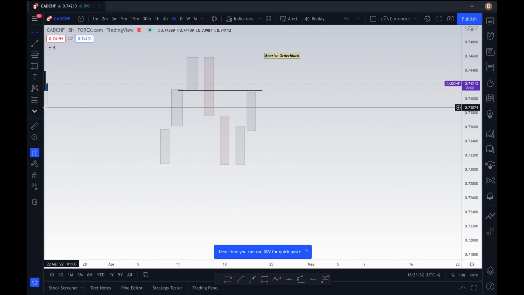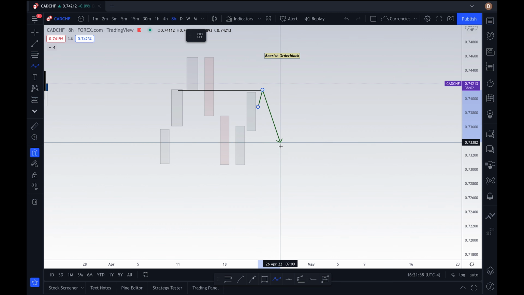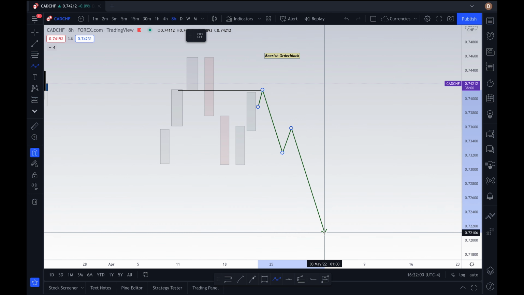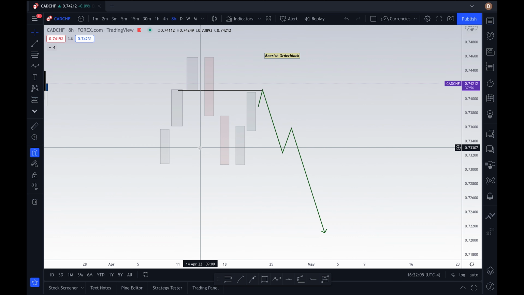Okay, so price smacks into it, and it does the same thing that I just showed you on the bullish order block. Price comes up, price smacks into that area, and then price continues to drop lower. Okay, so this would be considered a bearish order block. Another way of saying resistance, but you're looking at it completely different. You're not looking at it from the traditional sense of resistance and support.